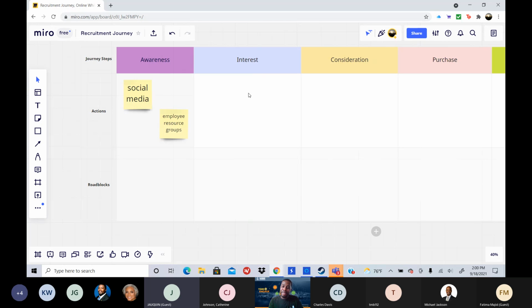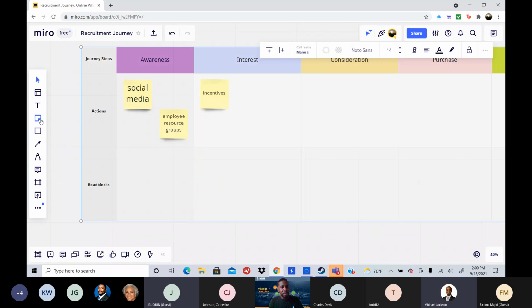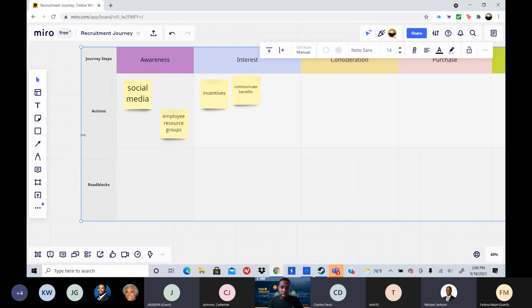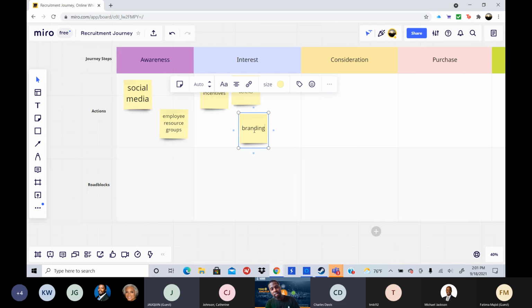So let's move on to interest since we're short on time. How can we increase interest? Like you said, incentives. And also, communication of benefits. I think we do a great job with branding, but I think we can do a lot better. I know we're talking about capturing graduate students, but I think branding you could always improve on. Okay.